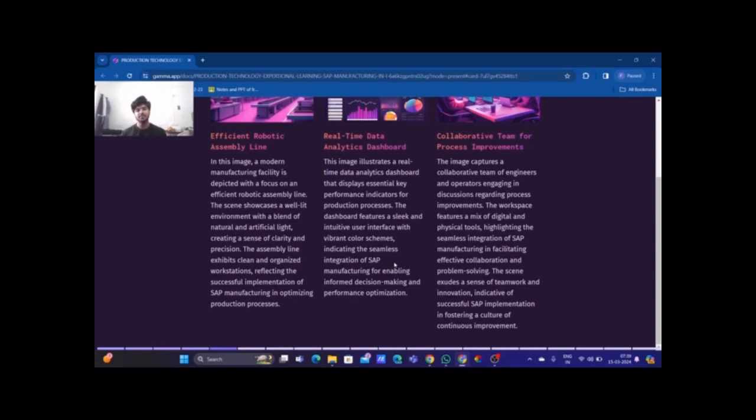Then the workspace features a mix of digital and physical tools, highlighting the seamless integration of SAP manufacturing facilities. So you will have collaboration with different types of companies and different types of data. So you will improve more, and this is more like problem solving. The scene executes a sense of teamwork and innovation, indicative of successful SAP implementation, fostering a culture of continuous improvement.